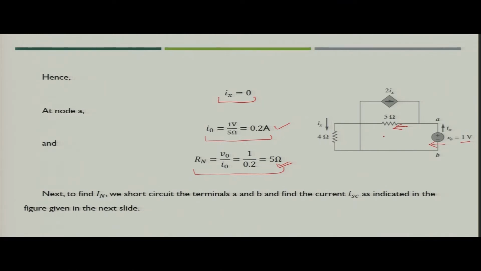So, you can just cross verify that what you have got from V naught upon I naught is nothing but 5 ohm, which you can find out through inspection also. Now, the next task is how to find out the value of IN, that means the short circuit current flowing through the short circuited terminal A, B.